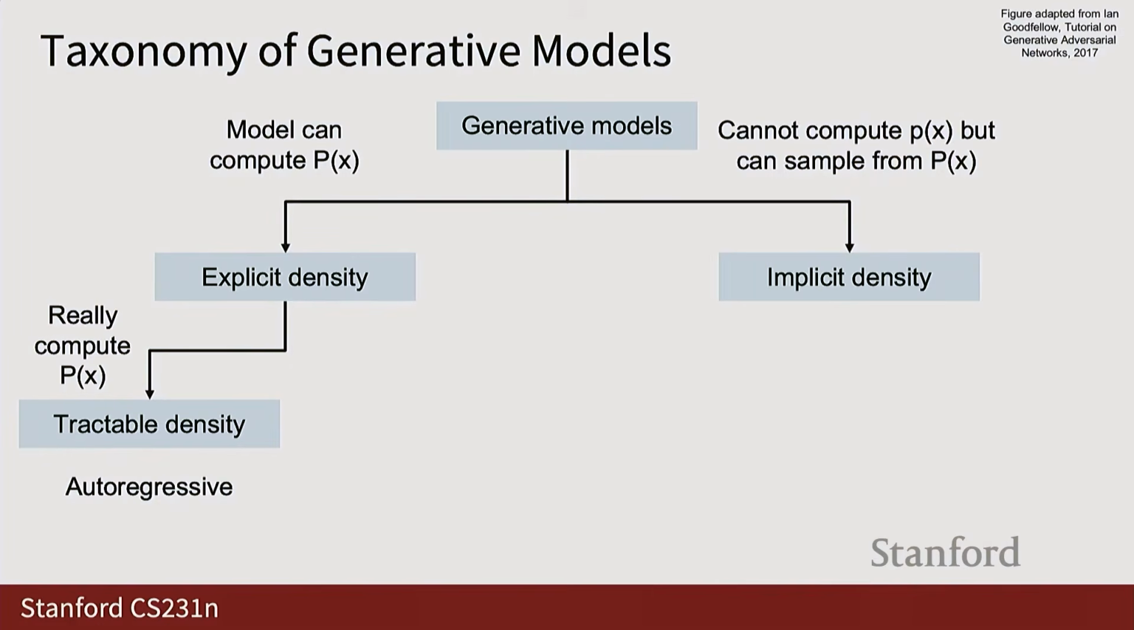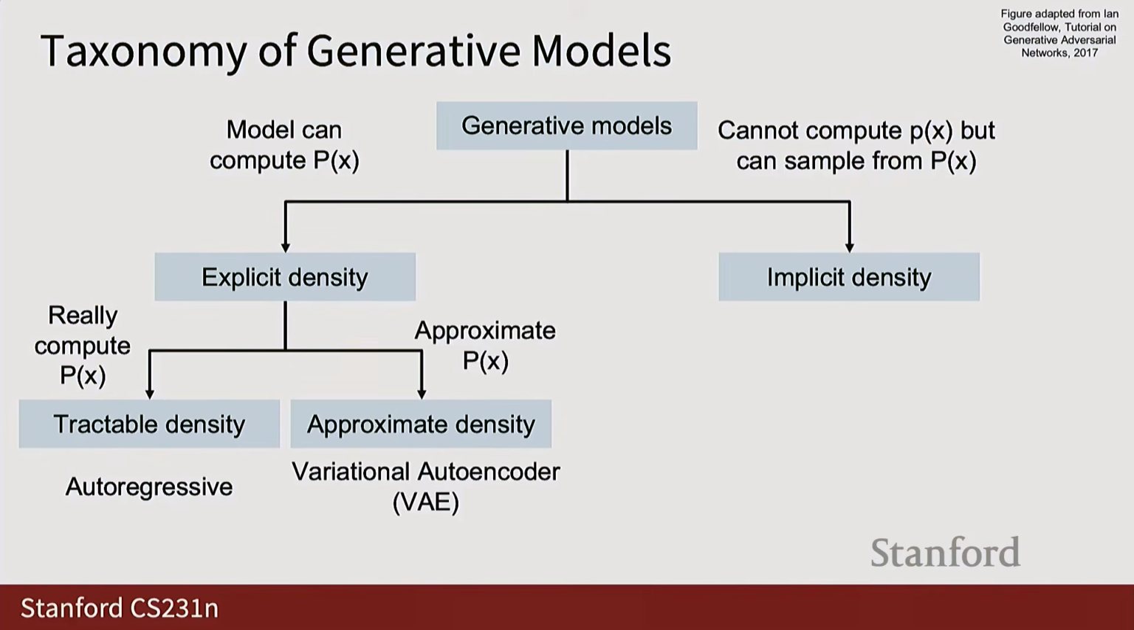And autoregressive models are one example of that. Another version of explicit density methods are ones where you can get a density value out, but it's not the real one. It's some kind of approximation to the true density of the data. And variational autoencoders are one example of an explicit but approximate generative method that we'll see.